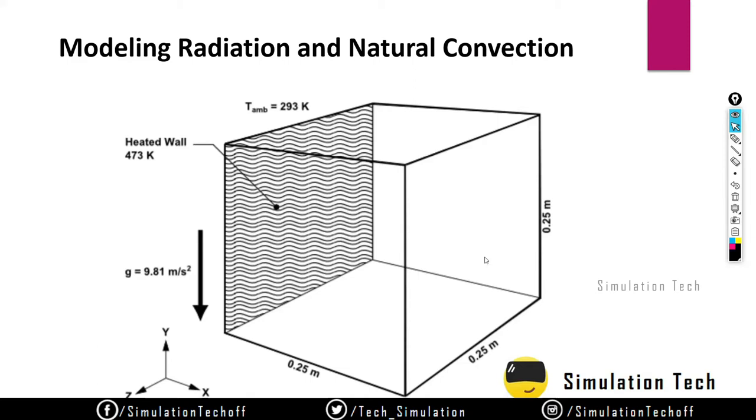Okay, so the ambient temperature is 293 Kelvin. Also we have a gravity effect over here. So this is our overall problem statement. Now we will try to solve this problem by using Ansys Fluent itself.